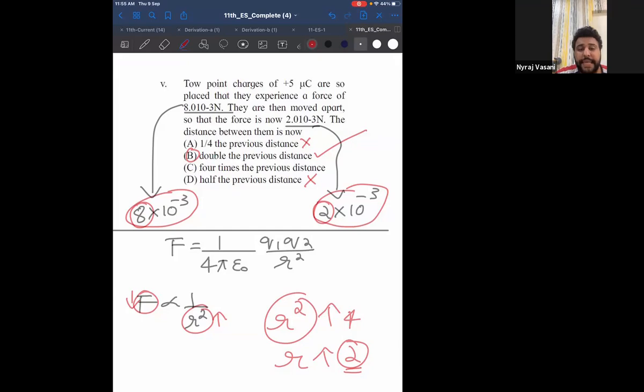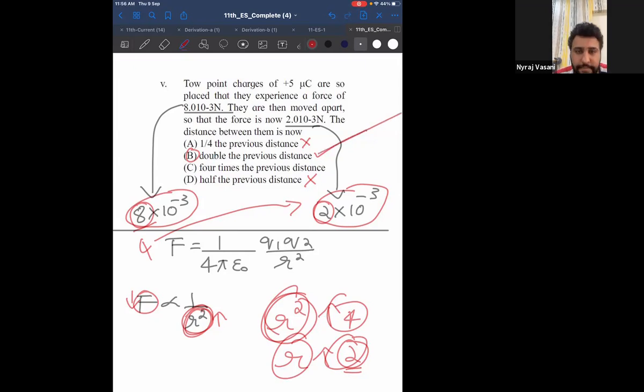Now, force has decreased by a factor of 4, because 8 divided by 4 is 2. That means R square has increased by a factor of 4, or R has increased by a factor of 2. What is 2? Double. Therefore, the distance is double. That's it. As simple as that.